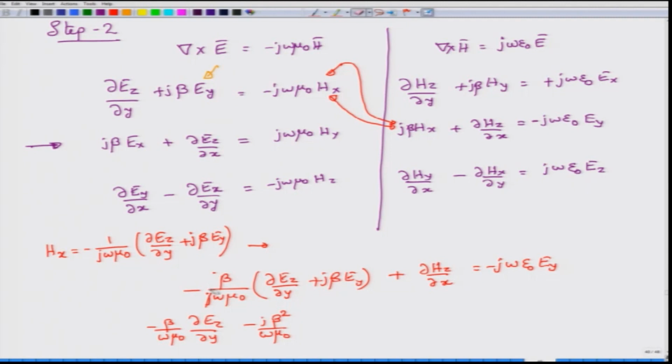Let me remove the minus j here. Okay, so now you are all right. I have written this minus j beta square divided by omega mu naught E y plus del h z by del x equals minus j omega epsilon naught E y, correct. So, now what you have? You have one E y component here, another E y component here. You can move this onto this side and then interchange the equations, and then write down what would be E y in terms of the derivative of E z and the derivative of h z.